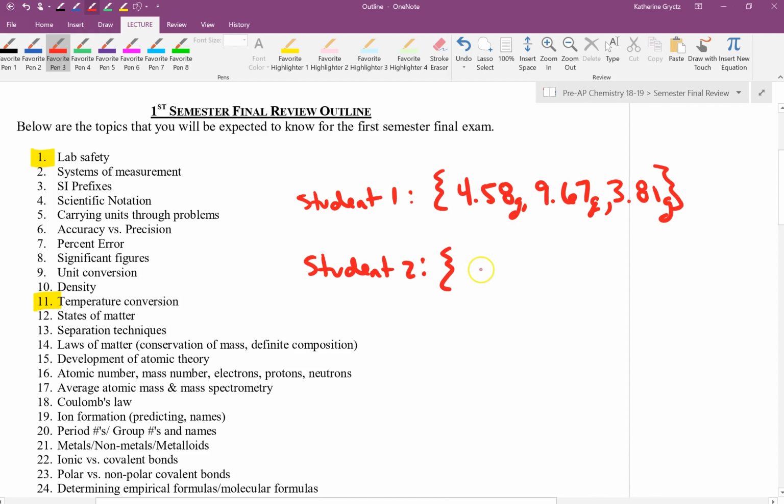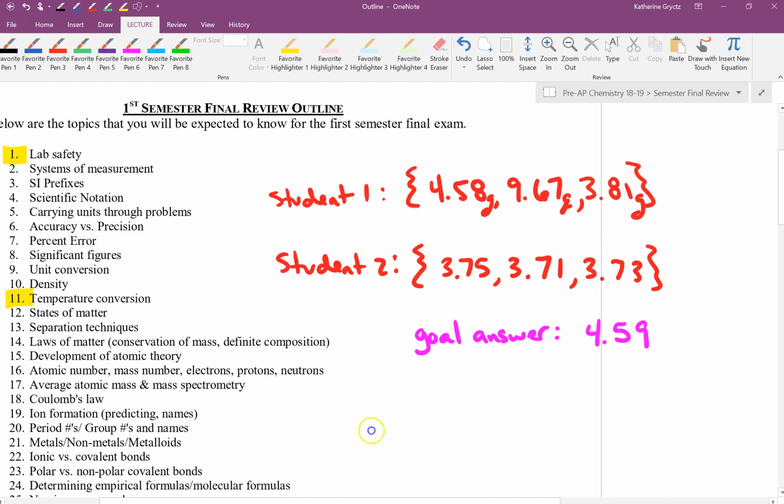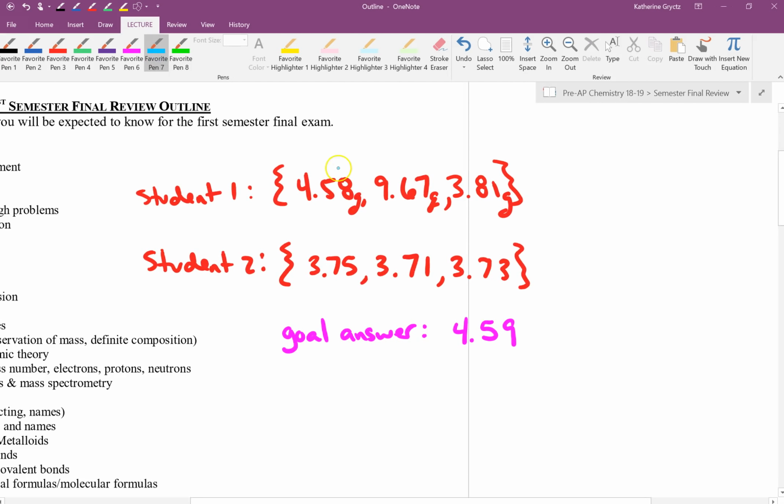And the second person collected 3.75, 3.71, and 3.73. And I told you that the goal answer was 4.59, and asked you about these two students.